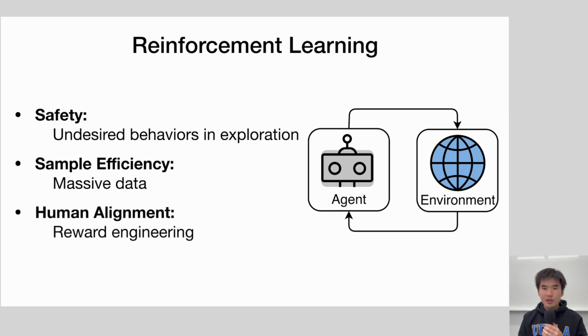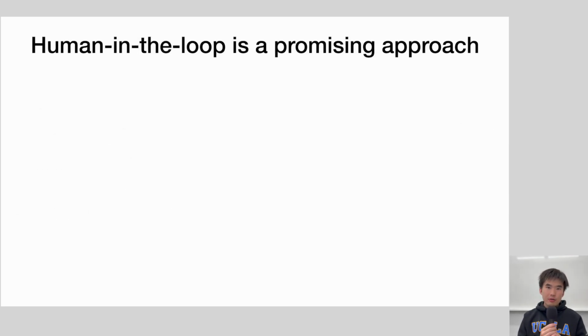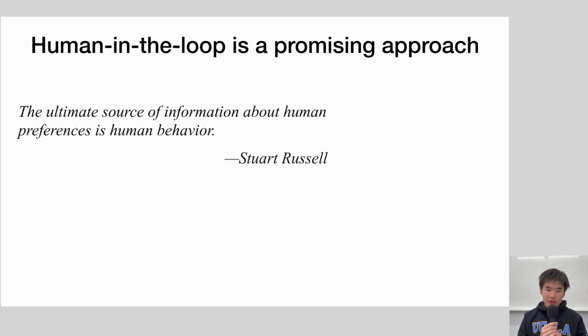And the third issue is human alignment. We need to develop a reward function to inject our human preference and human intentions so that the reward function can induce a policy that aligns with human preference. But this process is typically really laborious and requires much human engineering effort. So in this work, we focus on the human-in-the-loop policy learning algorithm. Here I quote, "The ultimate source of information about human preference is human behavior," from computer scientist Stuart Russell.